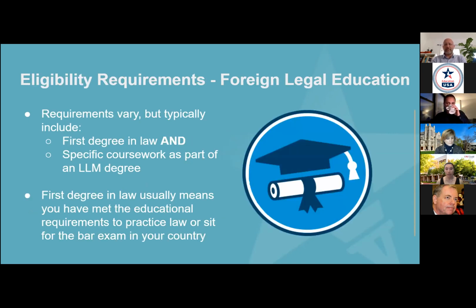In terms of the eligibility, again, because it varies by jurisdiction, it really depends. But in most jurisdictions, as a foreign legal candidate, you will need a first degree in law and most likely some coursework as part of your LL.M. degree. Now, a first degree in law typically means that you've completed all of the educational or training requirements in your country to either sit for the bar exam or practice law if there's no bar. So that means that there's no other schooling or training you would need to complete before you can take that next step to practice.